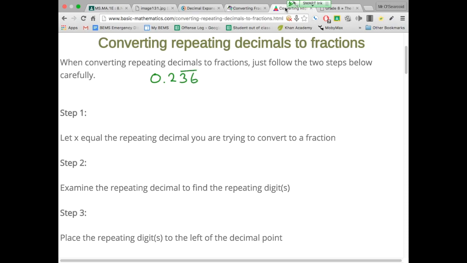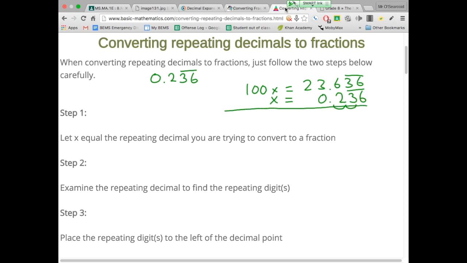Another example will be 0.236 with both the 3 and the 6 repeating. Notice the 2 does not repeat. If you allow that to be x, you count the number of digits repeating, and you multiply both sides of that equation by 10 to the power of that many digits. 10 to the power of 2 is 100. So 100x is equal to 23.636 repeating. Notice that the 2 does not repeat.